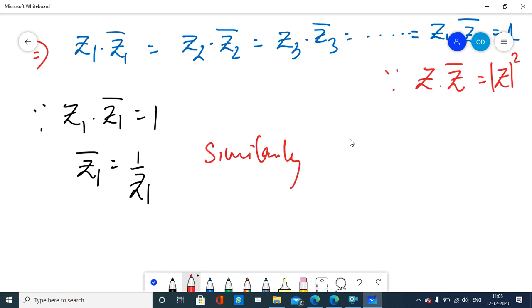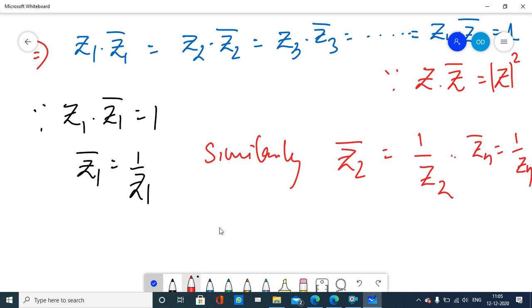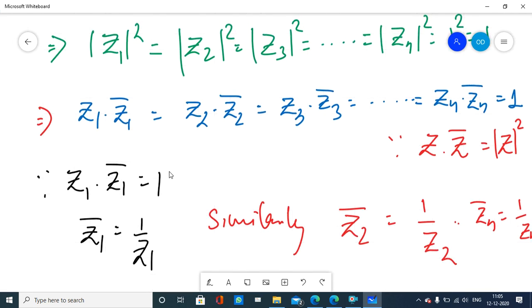Similarly, we can say that Z2 into Z2 conjugate is equal to 1. So similarly, we can prove that Z2 conjugate is equal to 1 by Z2. And similarly, we can say that Zn conjugate will be equal to 1 by Zn. Clear on this?